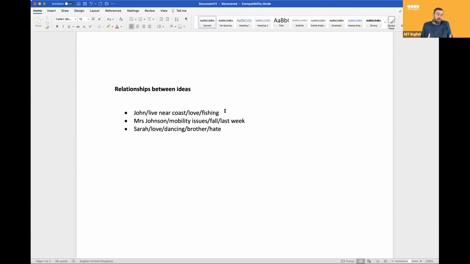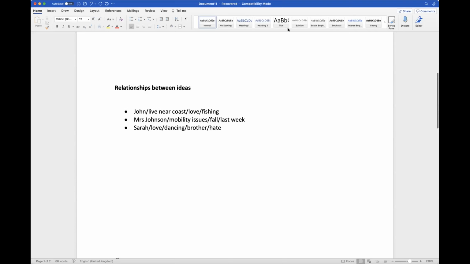That's not a grammatical explanation of what an idea is, but for me, it makes sentence structure easier if we think about things this way. So, does John love fishing because he lives near the coast? No. Does John live near the coast because he loves fishing? No. Maybe. Possible.